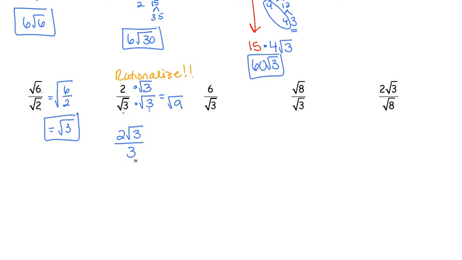When I look to reduce this, I have to look at numbers in the same location. So outside numbers stay together, inside numbers stay together. The two outside numbers cannot be reduced, so 2 root 3 over 3 is our reduced answer.